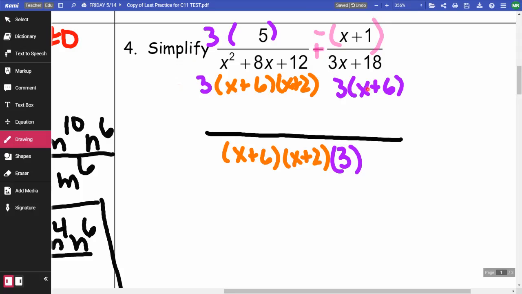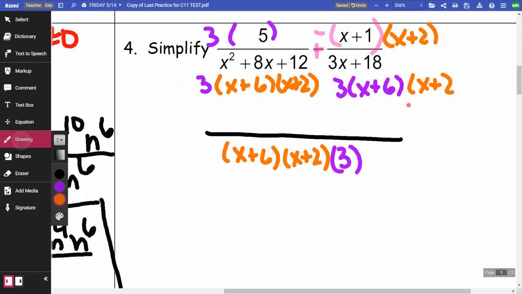On this side over here, I have my 3, I've got my x plus 6, I'm missing the x plus 2. So I'm going to multiply top and bottom by x plus 2. So this is going to be an x plus 2, x plus 2. Okay, so now both denominators are the common denominator. And I'm going to get a 15 when I multiply the first fraction. Now, the second fraction, again, I'm just going to write it like this now, minus. And then I'm going to work out x plus 1, x plus 2.